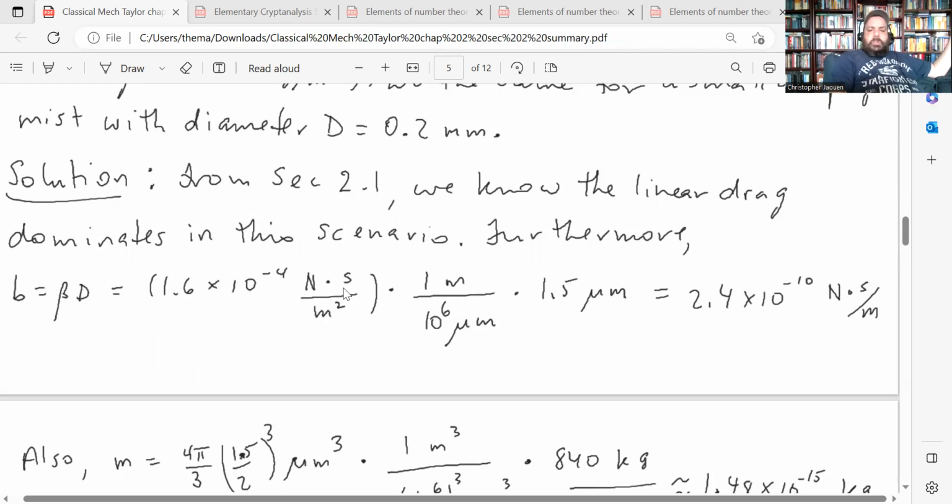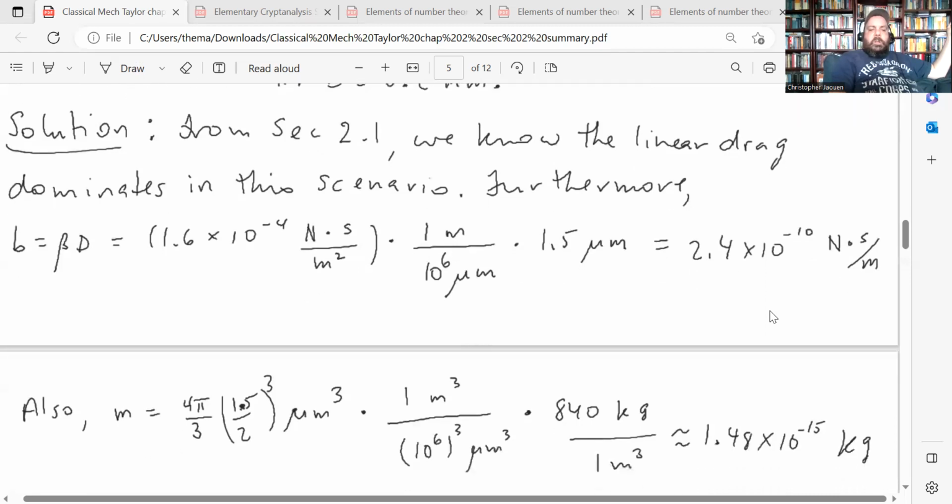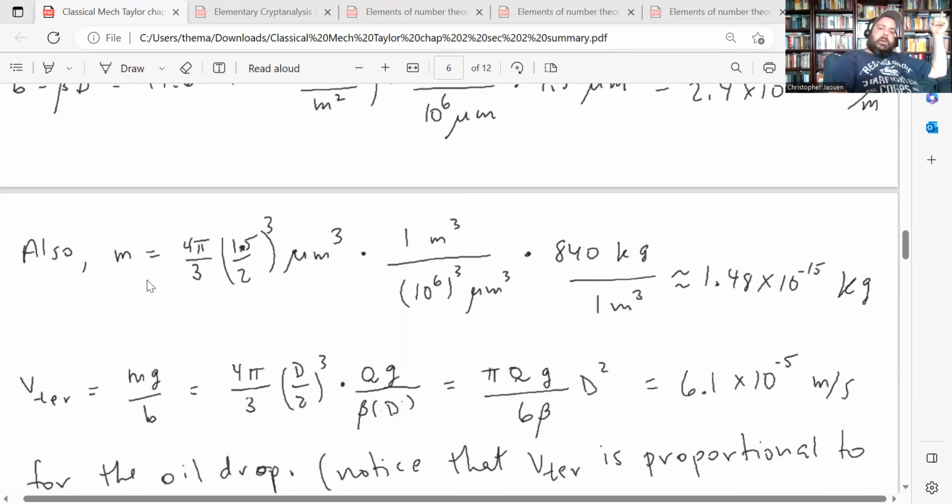So turning the 1.5 micrometers into meters by multiplying by this conversion factor, you get that the value of b for the oil drop in the Millikan experiment is 2.4 times 10 to the negative 10 Newton seconds per meter. And then I also calculated the mass of the oil drop, given its density, which they told us was 840 kilograms per meter cubed. So here, just multiplying by the volume of the oil drop, which, if you remember from geometry, the volume of a sphere is 4 pi over 3 times the radius cubed.